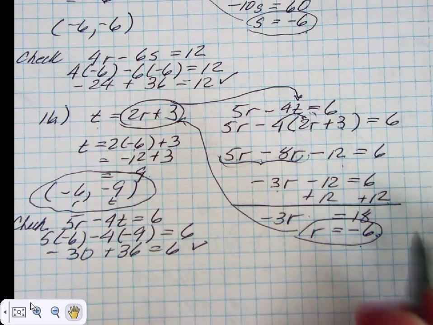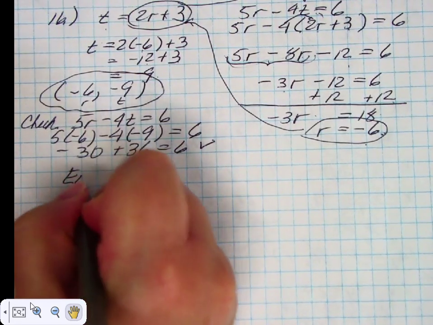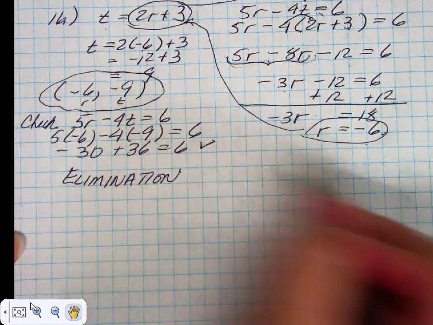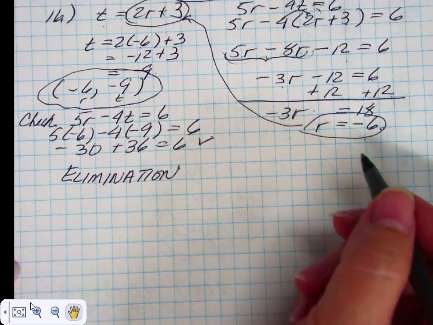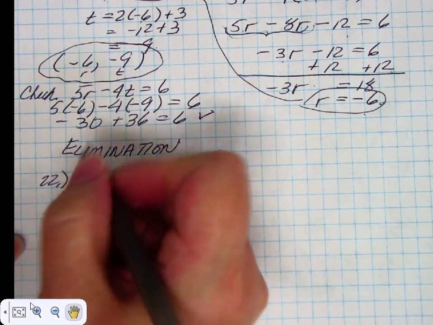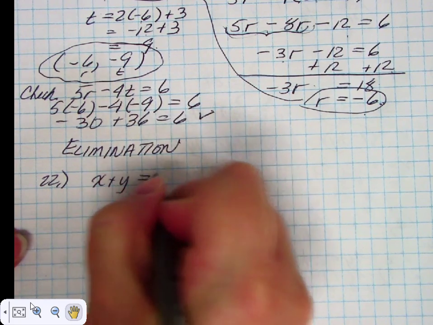All right, so the next thing we're going to do is elimination. With elimination, I want you to remember you want to eliminate one or the other variable. So here, we're going to start with 22, and I want you to see what we're looking for.